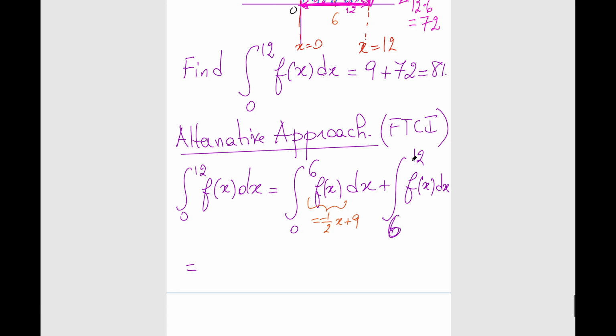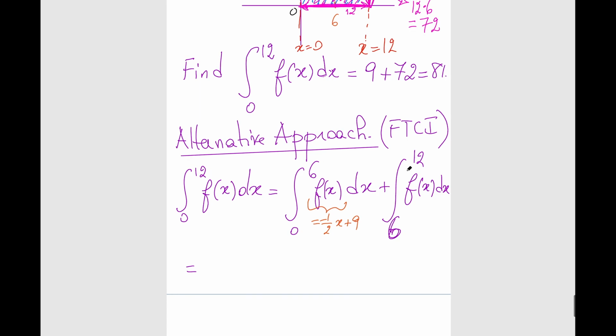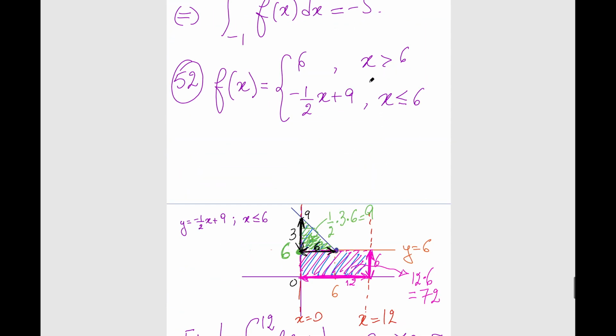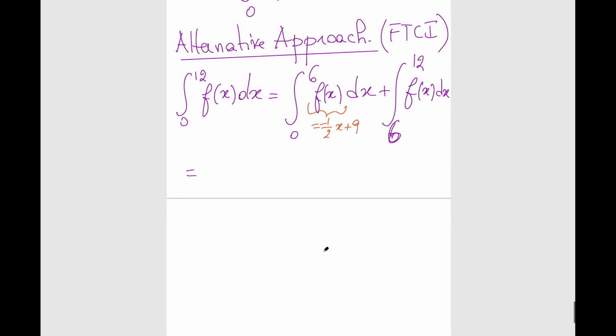Now, for x bigger than 6, so for x between 6 and 12, what's f of x? For x between 6 and 12, the function f of x is now 6. Correct? As you see on the picture, now we are at height 6. The function is a constant now. So this becomes the integral from 0 to 6 of minus half x plus 9 dx plus the integral from 6 to 12. And the function here, I forgot to label it, is 6, right? So we get 6 dx.